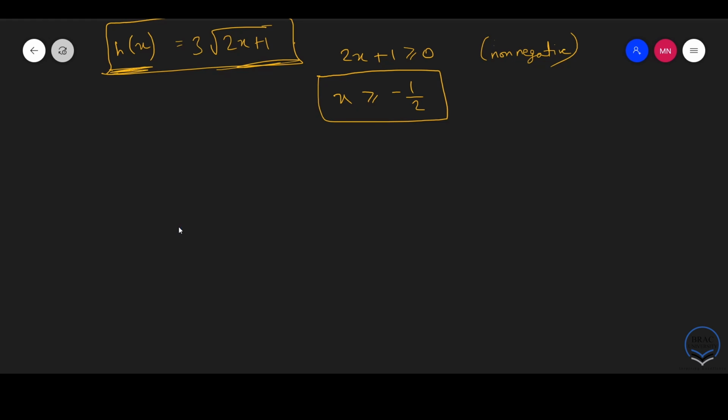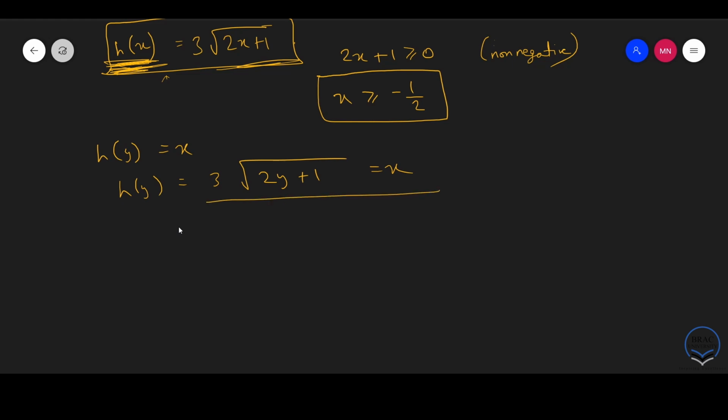Right, and as we input some values of x, and as values of x increase, we see that the output h of x also starts to increase. So this may possibly be a one-to-one function. So if we try to find the inverse of this function, we can let h of y be equal to x. In this case, h of y is equal to 3 times the square root of 2y plus 1, and this is equal to x.